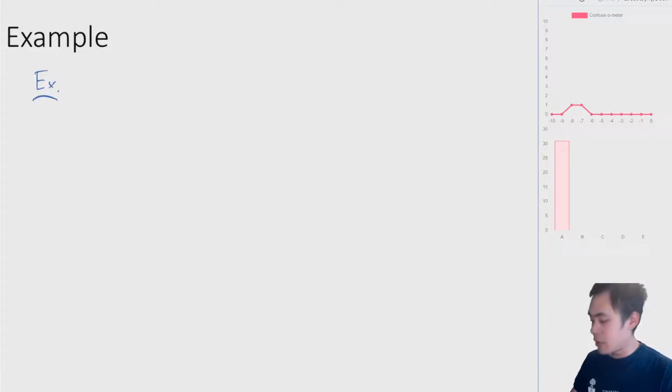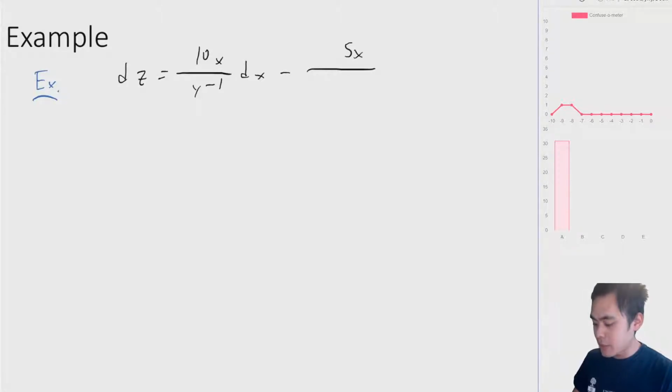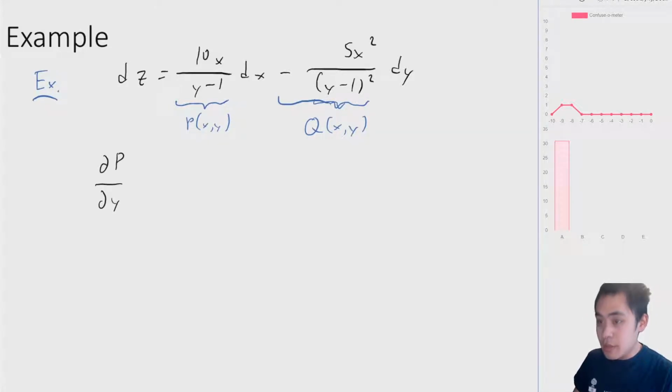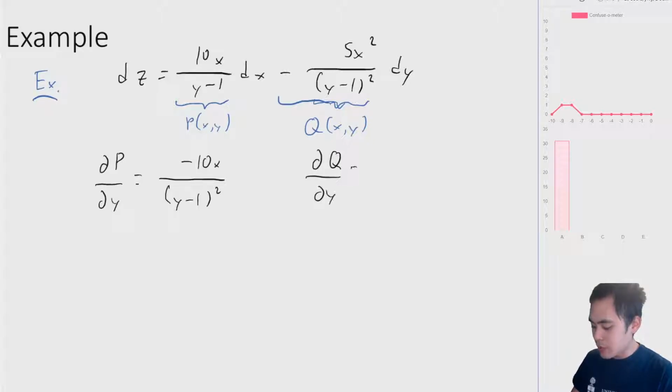So for example, and I'm just going to use the examples from last time, if dz is equal to 10x over (y minus 1) dx minus 5x squared over (y minus 1) squared dy, here this thing is p of xy, and this thing, including the negative sign, is q of xy. Then del p del y is going to be equal to minus 10x over (y minus 1) squared, and del q del x is also equal to minus 10x over (y minus 1) squared. And so therefore, this one is exact.